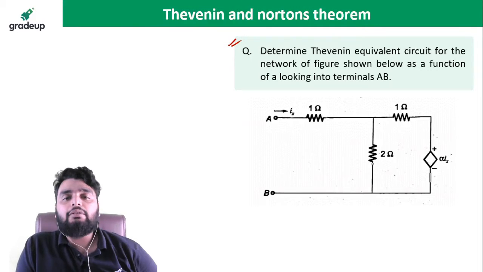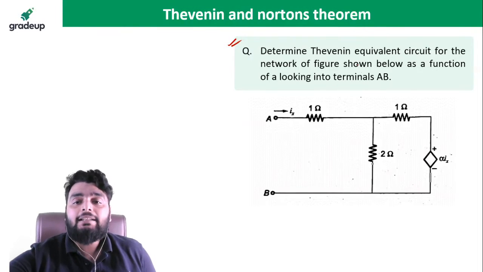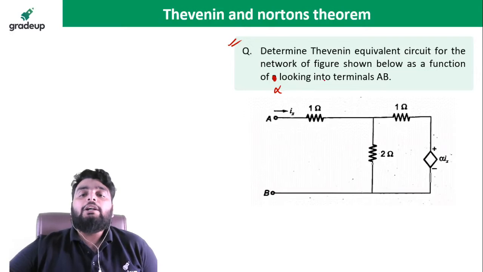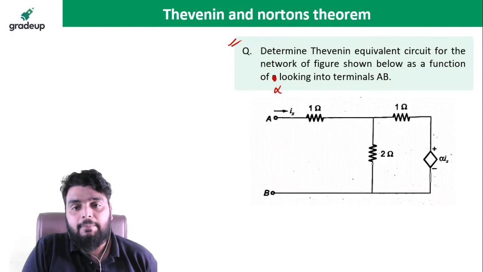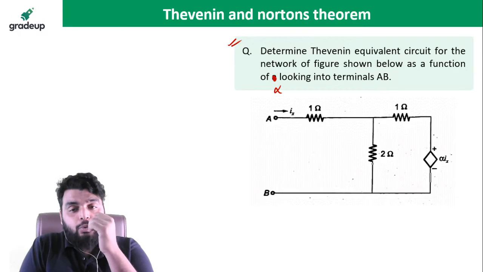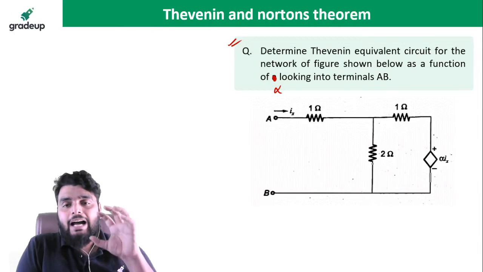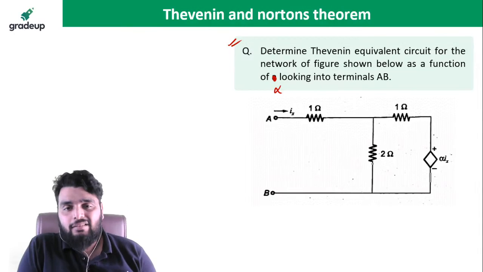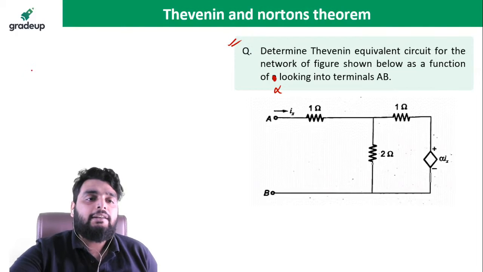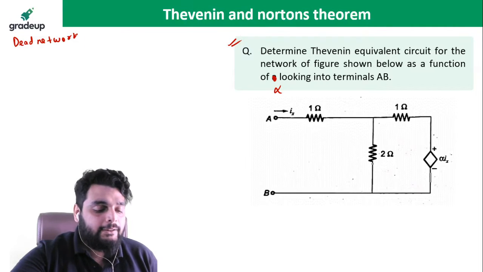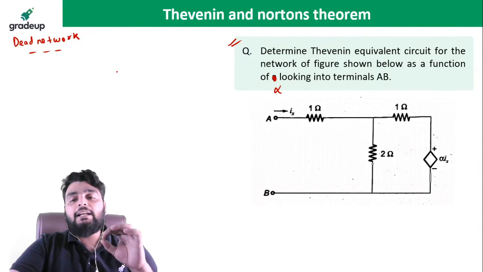Okay, so let's solve this question. In this question, determine the Thevenin's equivalent circuit for the network of the figure shown below as a function of alpha, looking into terminal AB. Beta, one thing you need to understand very carefully: if a network doesn't contain an independent source, that network is known as a dead network. So what is a dead network? A network that does not contain an independent source.